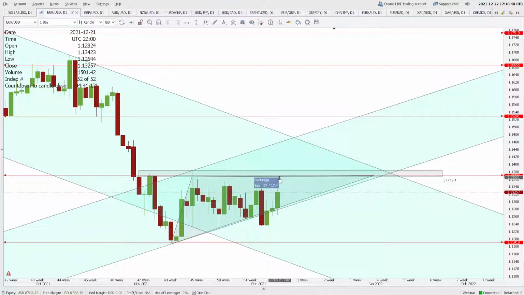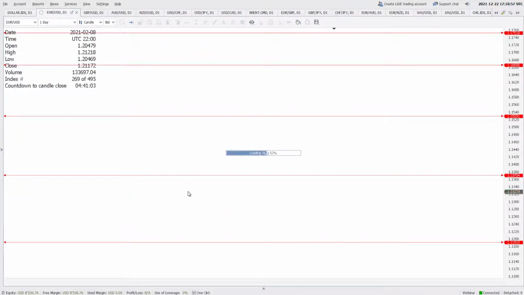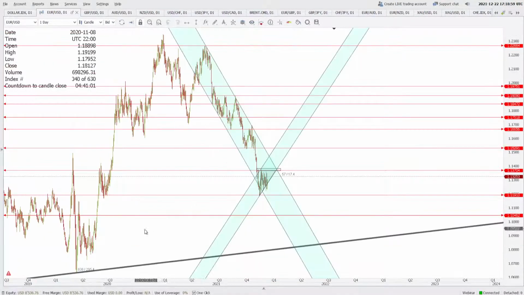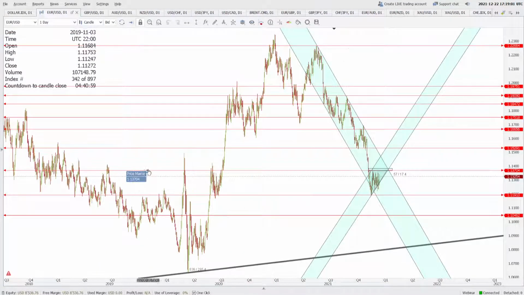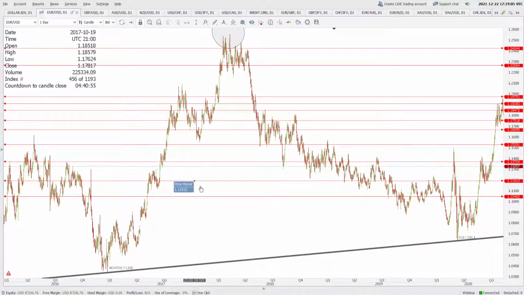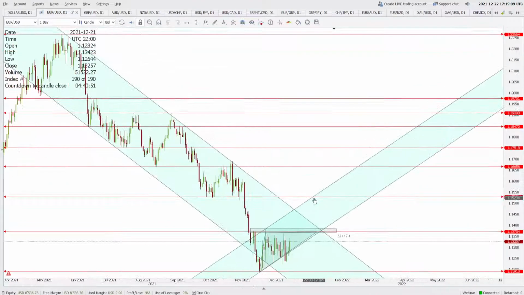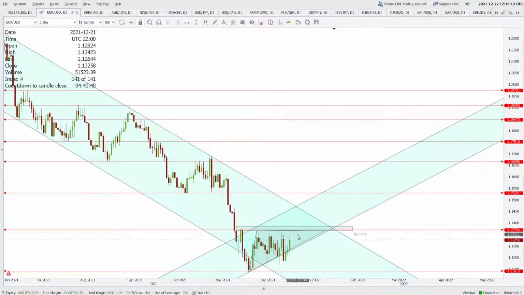The problem here is that 1.1370 was a good resistance in the past, on 15th of November and here, and also in the past it was a good resistance here, here, here, here, and actually if you go back then over there also. So yes, 1.1370 is a very good resistance area. This is one thing.